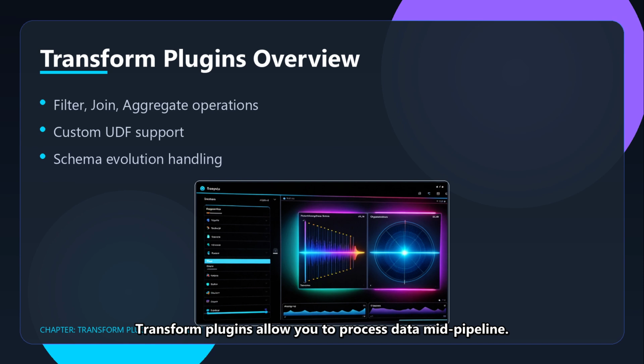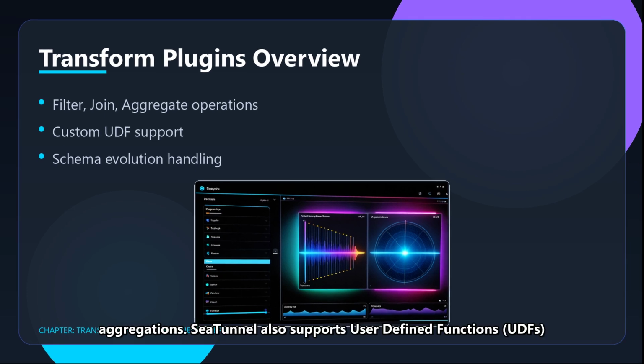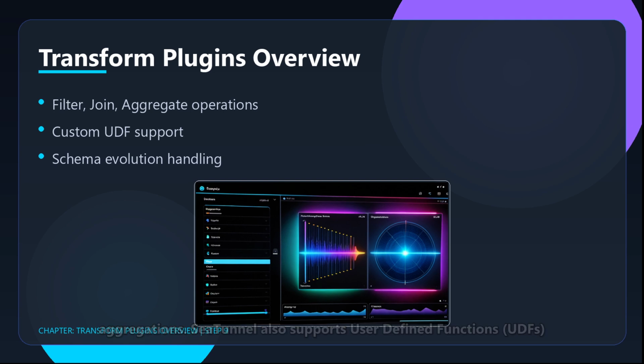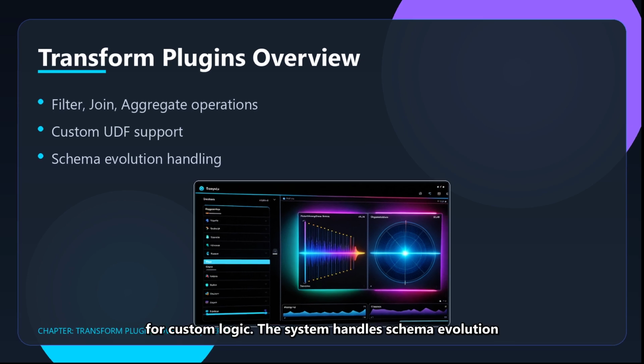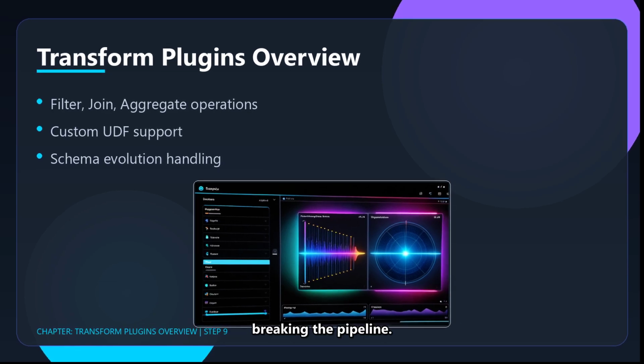Transform plugins allow you to process data mid-pipeline. You can filter rows, join datasets, or perform aggregations. SeaTunnel also supports user-defined functions, UDFs, for custom logic. The system handles schema evolution gracefully, adapting to changes in data structure without breaking the pipeline.